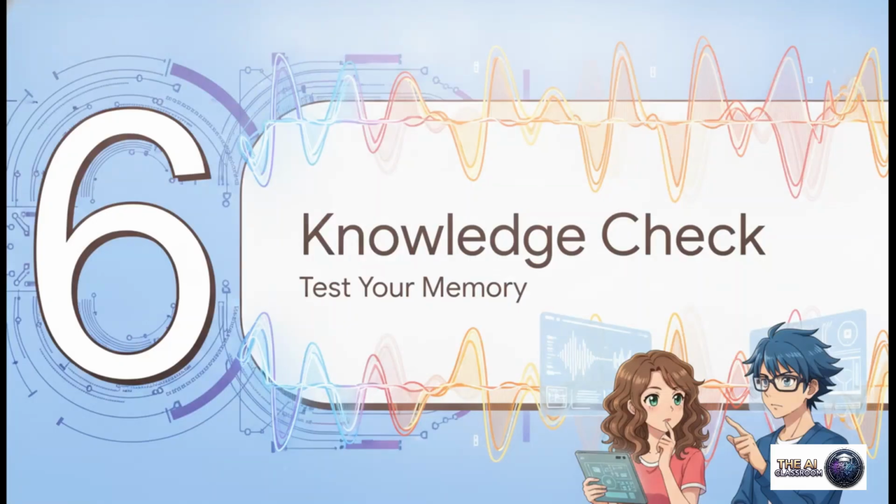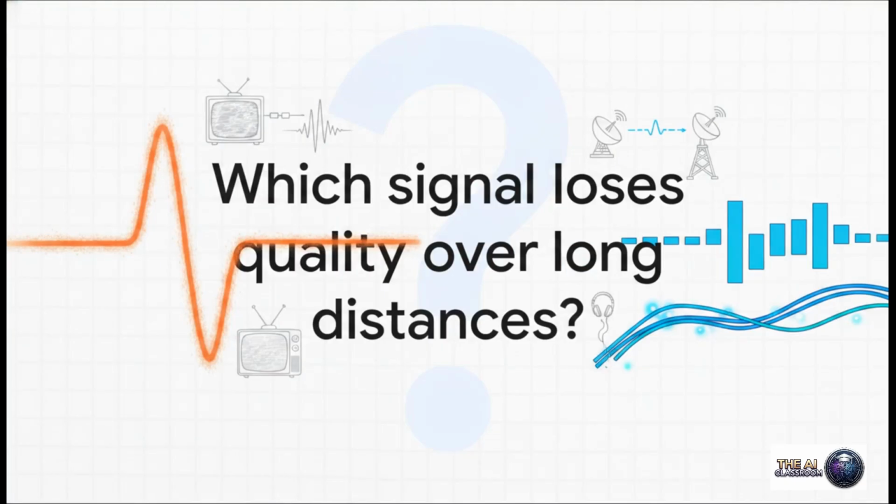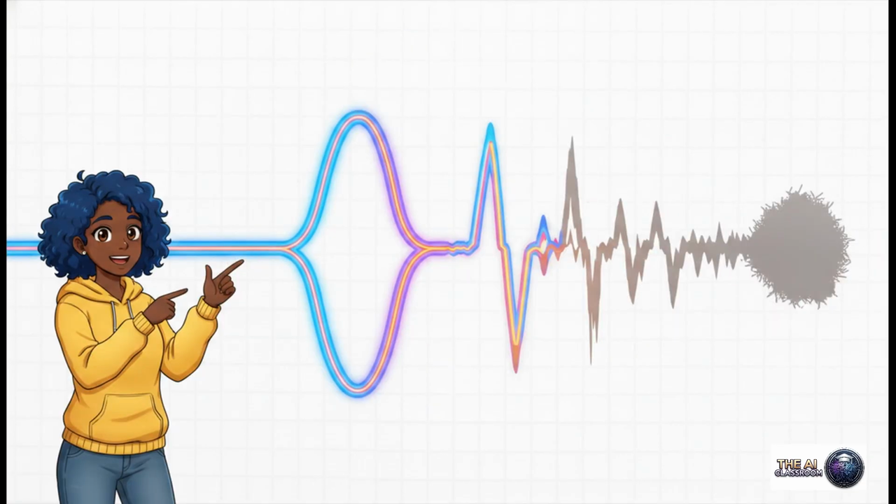All right, let's wrap things up with Section 6, a quick knowledge check. Let's see how much you've absorbed today. Here's our first question. Think back to our big showdown. Which type of signal degrades, gets fuzzy, or loses quality when it has to travel over really long distances? And the answer is analog signals. Yep, because they rely on that continuous, delicate flowing wave. Any interference over a long distance permanently alters and degrades the actual shape of that wave. Awesome job if you remember that one.